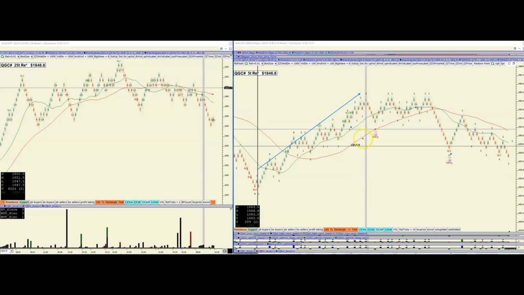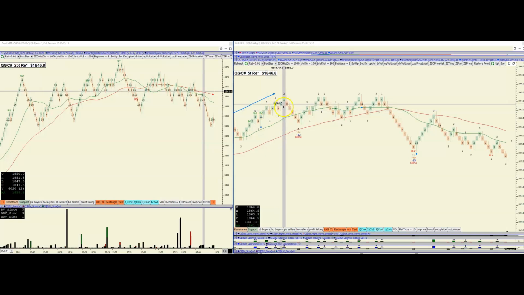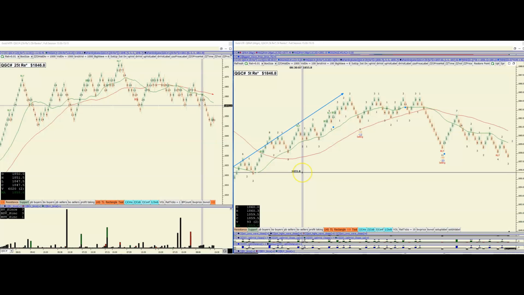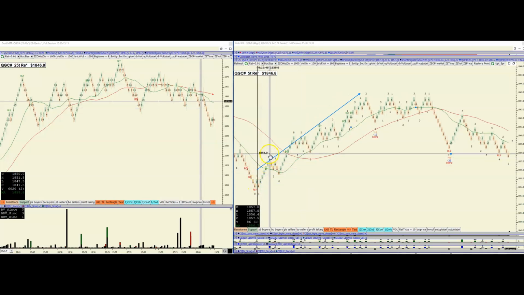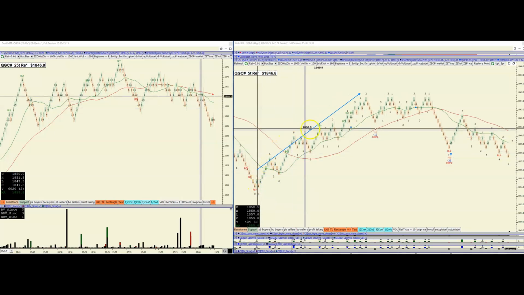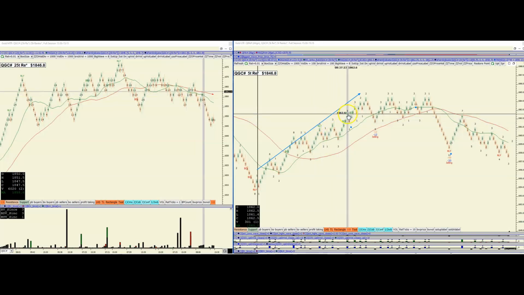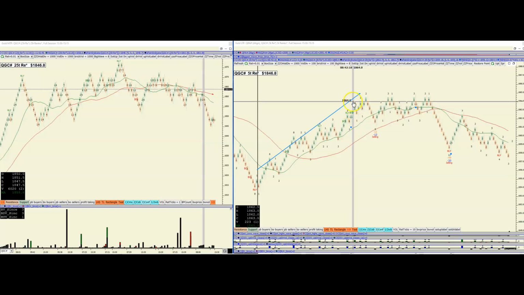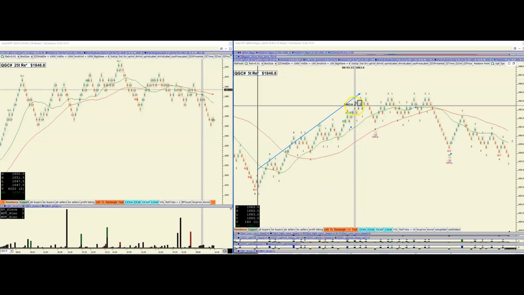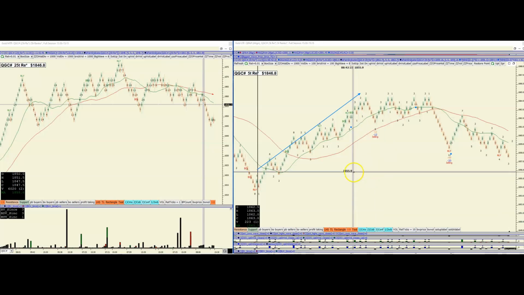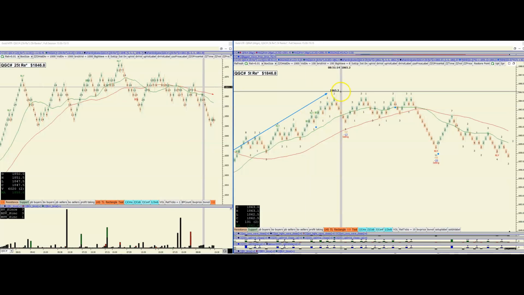Here, what do you notice about the waves? The last three waves are short. This is 3 bricks, this is 2 bricks, this is 2 bricks. The prior to that, the rally here is 6 bricks, the second rally here is 8 bricks, the third rally here is 5 bricks. This rally here, I think, is 5 bricks. After that, the attempts to go to higher highs, how many bricks? 3, 2, and 2. What's the distance from high to high? 1.